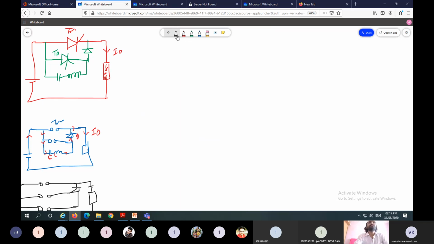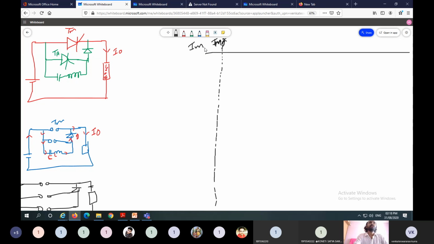So if you draw the waveforms, this one is for main thyristor gate pulse, IMG.